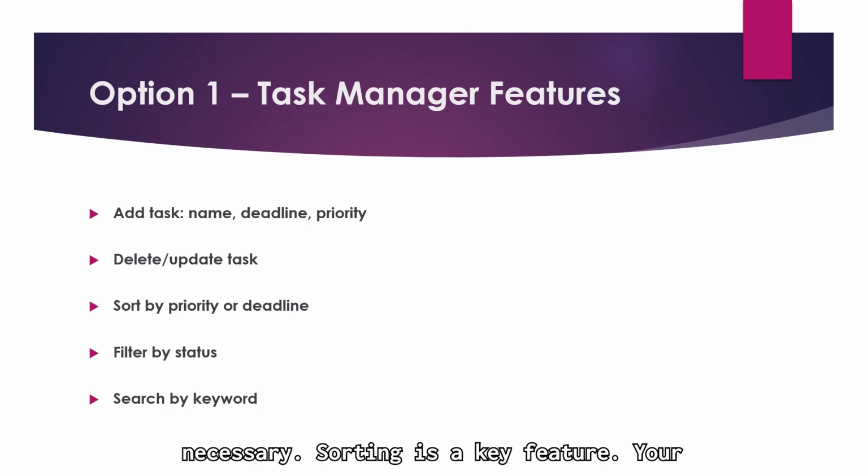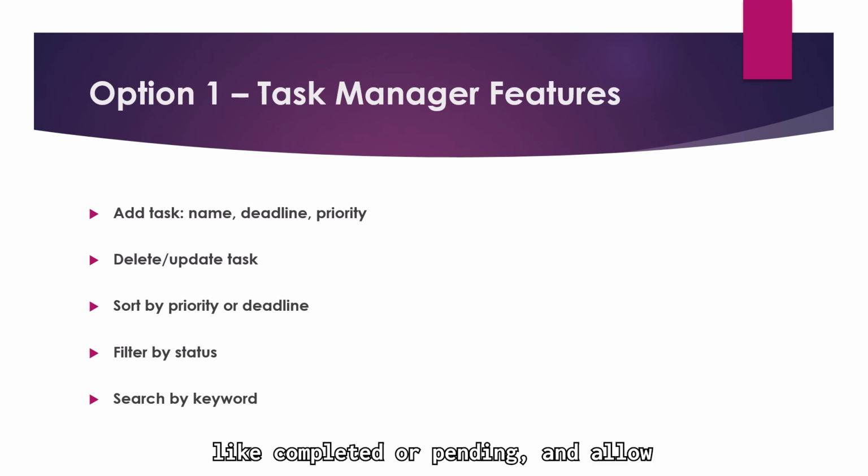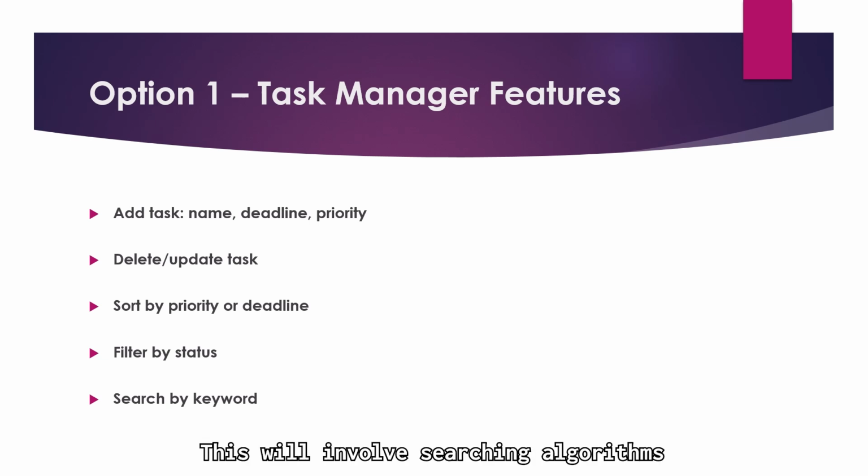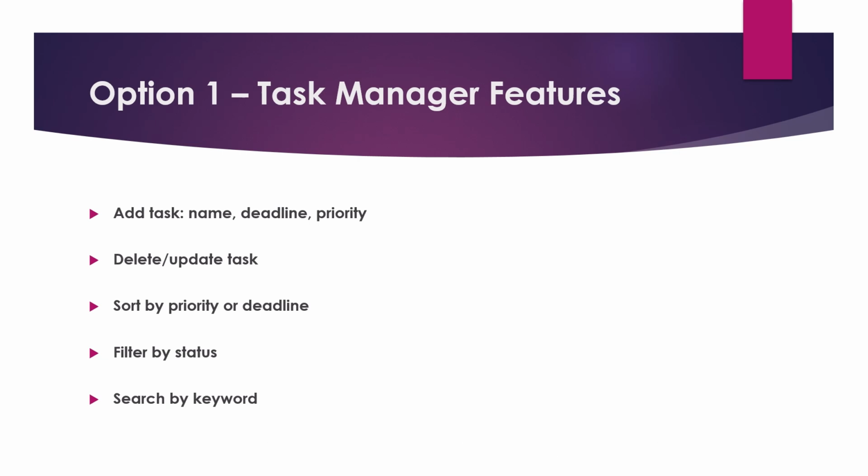Sorting is a key feature. Your task manager should allow users to sort tasks either by priority or by deadline. You should also implement functionality to filter tasks based on their status, like completed or pending, and allow users to search for tasks by keywords. This will involve searching algorithms and sorting algorithms and will help you understand how to manage large datasets efficiently.